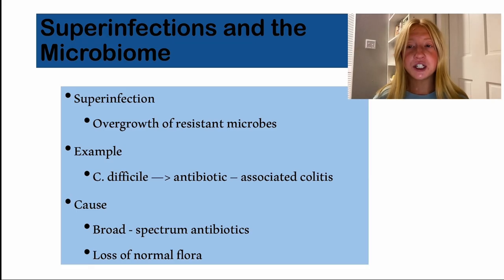Superinfections, we already discussed, happen when antibiotics kill off your good bacteria. They disrupt your normal protective microbes and let the resistant ones take over. A classic example of this is C. difficile. This can cause very bad side effects like inflammation and diarrhea after the antibiotic is given. So when we wipe out the good bacteria, the bad ones are able to just have a free pass. And that's why doctors use a narrow spectrum antibiotic if possible.